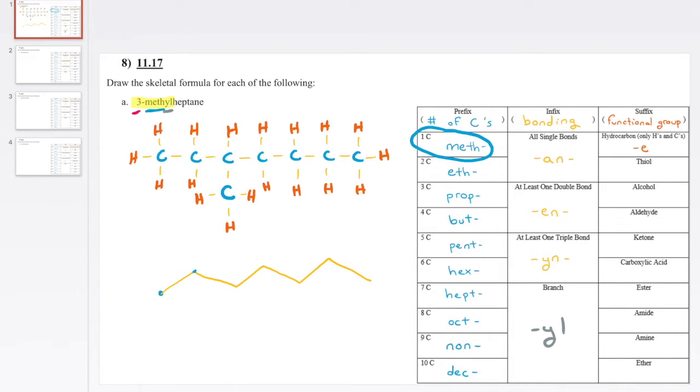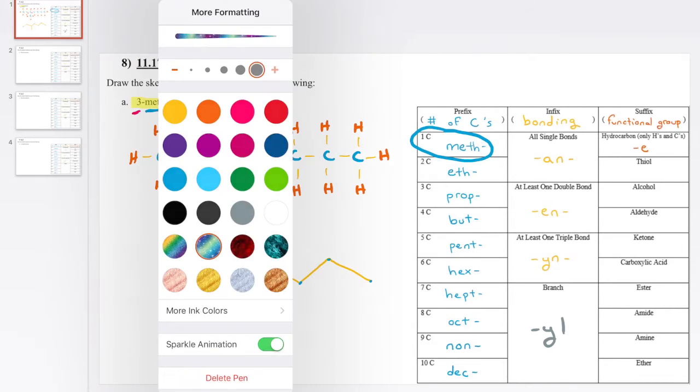So each of these points are carbons. All of the hydrogens are implied, and we want to put the branch on the 3rd carbon. So this is 1, 2, 3, 4, 5, 6, 7. This branch is coming off of carbon 3. So off of carbon 3, we'll have another carbon, and the carbon would be at the end there. So these are 2 ways of drawing 3-methyl heptane. The top way is the structural formula, and the bottom way is the skeletal formula. And they would both be correct.